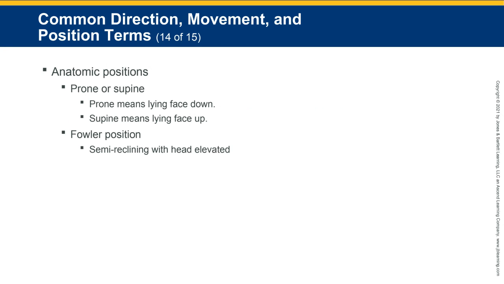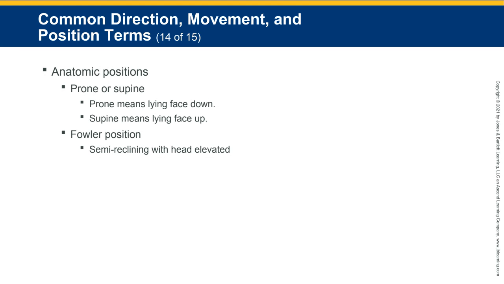Now, anatomic positions. These are positions that you can find your patient in, so we need to be specific. Prone or supine. Prone means the patient is lying face down, so you find him lying on the belly surface face down. That's prone. Supine means the patient is lying on their back face up.